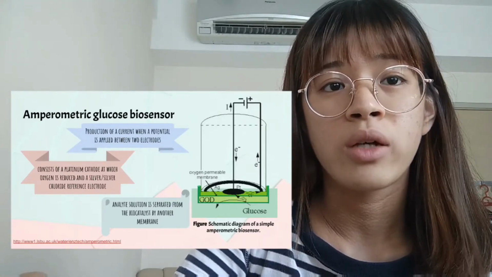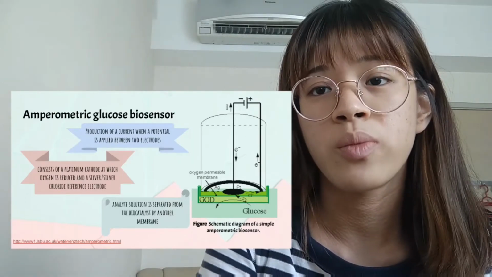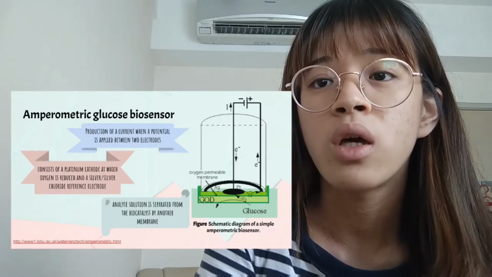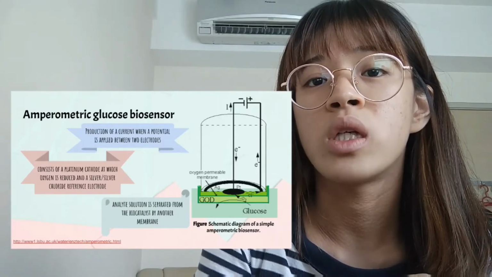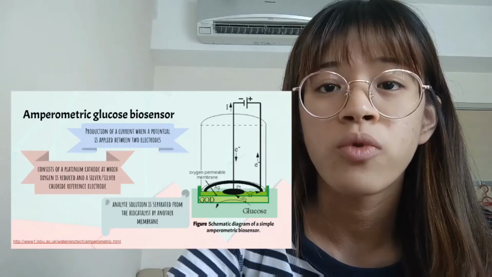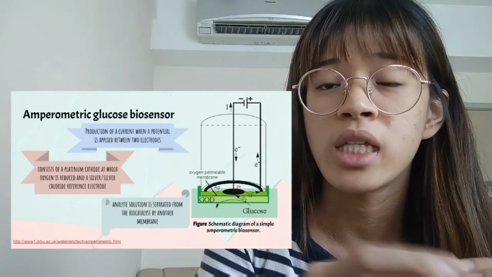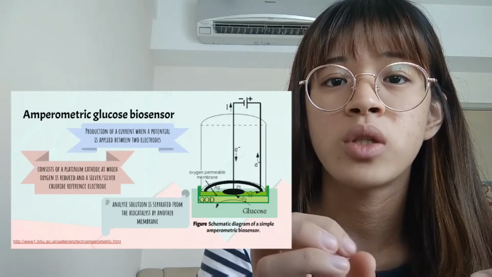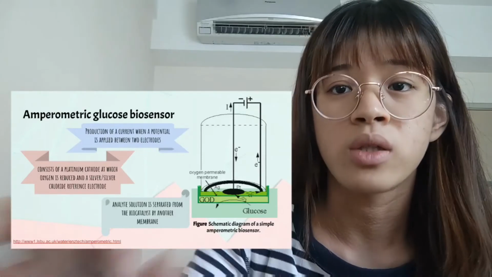Let's go back to the previous slide, and this is how the amperometric glucose biosensor looks like. Actually, this biosensor functions by the production of a current when a potential is applied to both of the electrodes, which I already mentioned before. They generally have the response time, dynamic range, and sensitivity similar to the potentiometric biosensors.